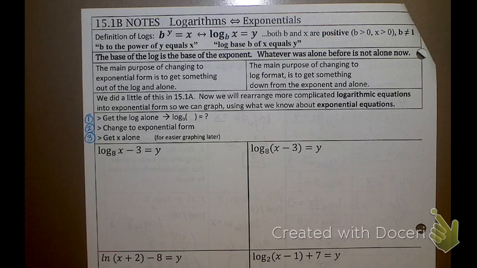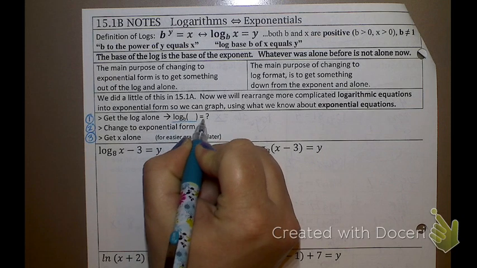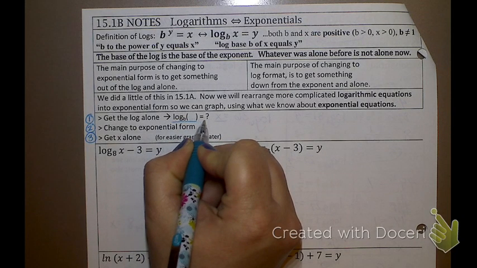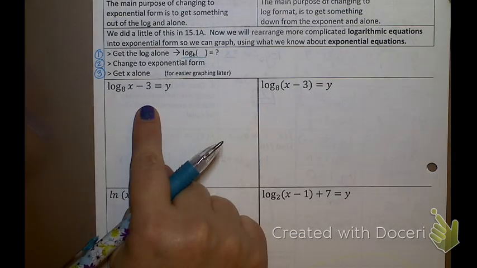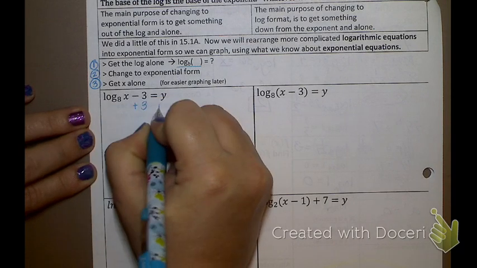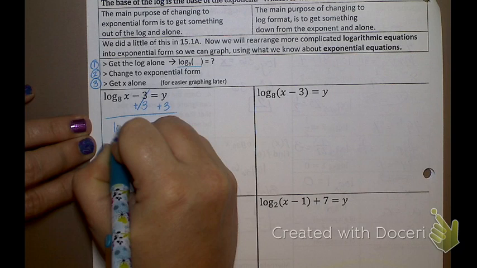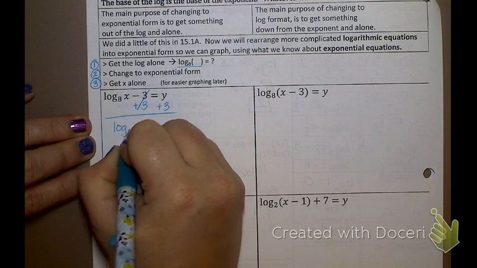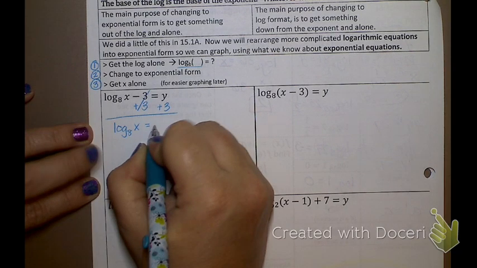So what does step 1 say? Get the log alone, which means I want the log all together and everything else on the other side of the equal sign. Capiche? So, is my log alone? No. What do I need to do to get it alone? I would add 3, correct? What does that leave me with? That leaves me with log base 8 of x equals what? Y plus 3? So far, so good?